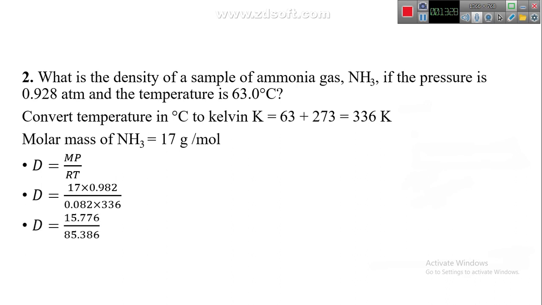After multiplying these numbers, we get the following. Density is equal to 15.776 divided by 85,386, and the answer will be density is equal to 0.185 gram per liter. The unit of density is gram per liter.